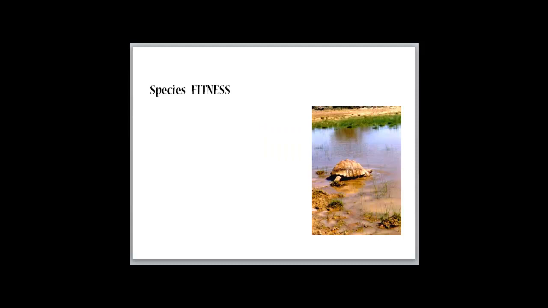Okay, so what I want to talk about now is species fitness. This is the idea put forth by Charles Darwin about the fitness of a species. And when we talk about fitness, we're actually talking about the ability of a species to do two things: to reproduce and to survive.